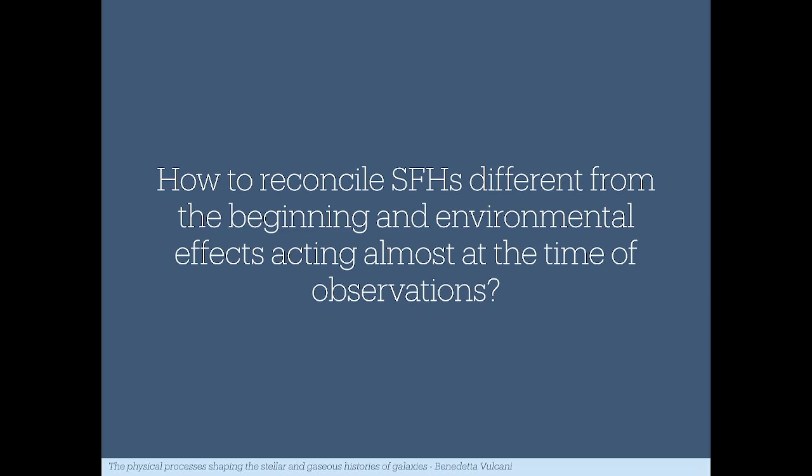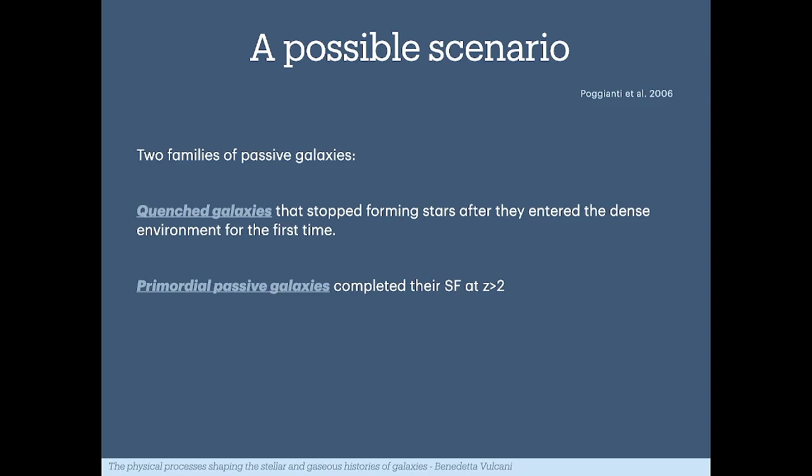So now the question is, how can we reconcile the fact that star formation histories were different from the beginning, and all the results that I've shown before, that we can detect environmental effects that act at the time of observations? These two things seem to be in contrast. A possible scenario is that actually we are looking at different families of galaxies in clusters.